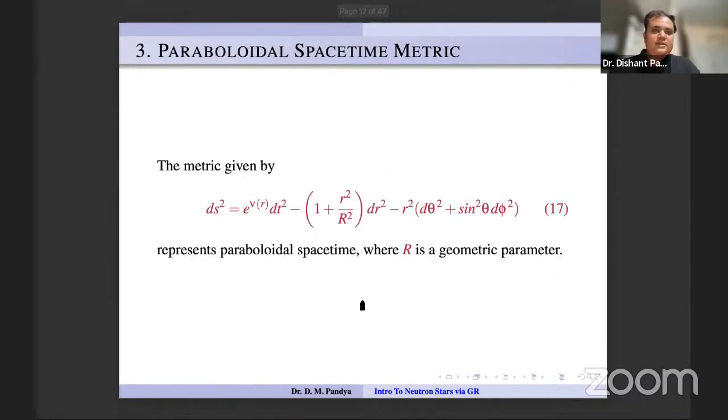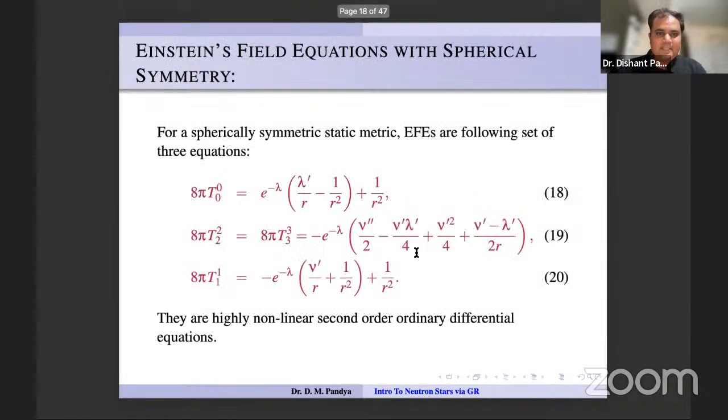The third metric is called the paraboloidal space-time metric. Here, you can see that this is e to the power lambda, which is equal to this expression. So here, this is nothing but a paraboloidal space-time. It represents a paraboloidal geometry, and obviously R is a geometric parameter here as well.